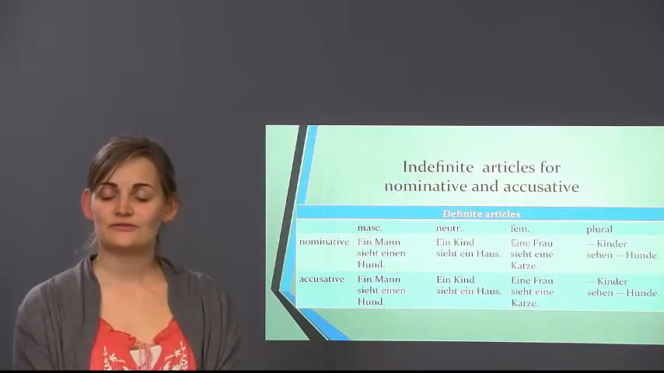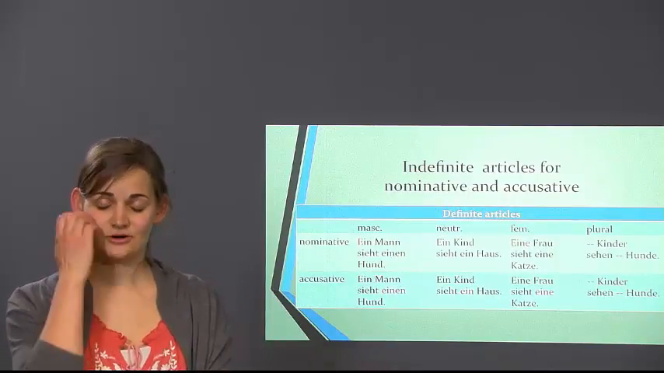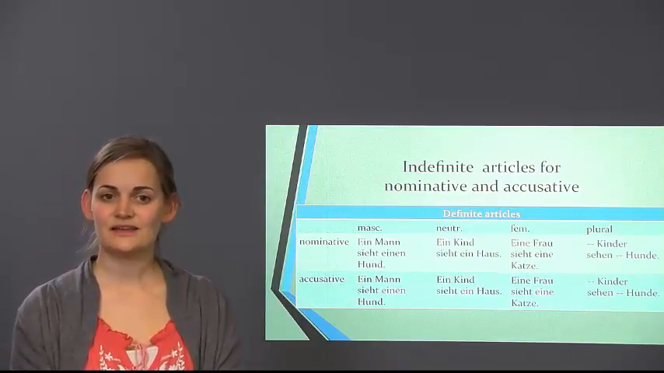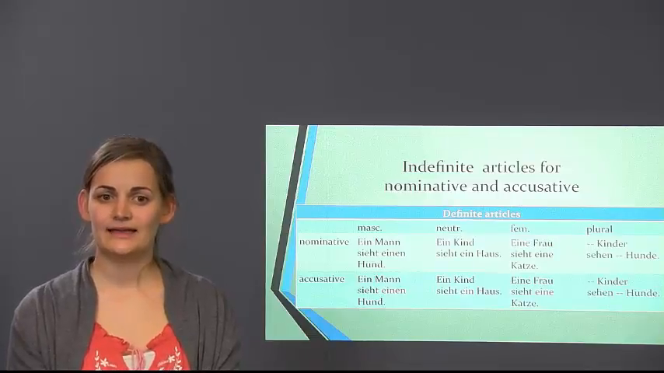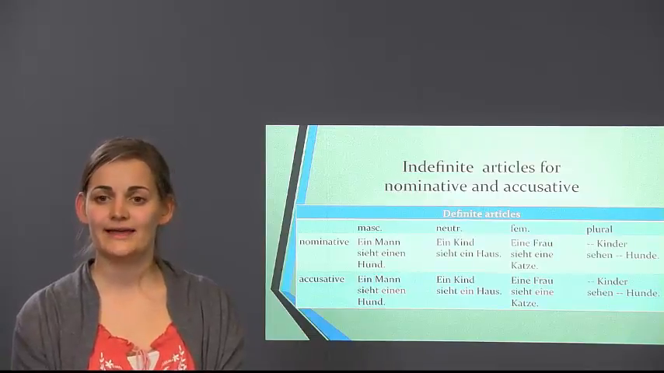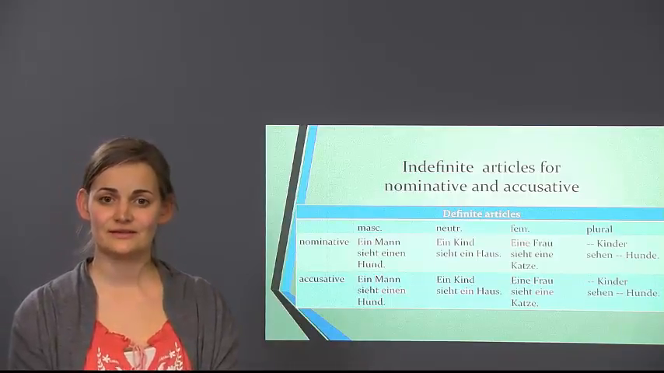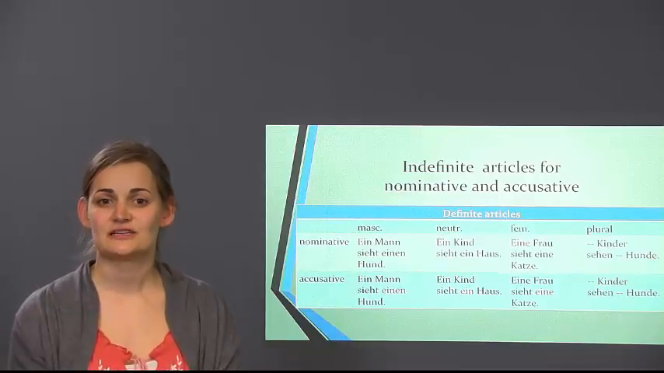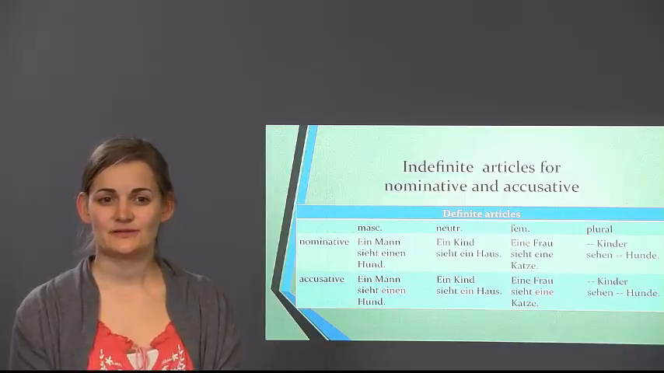Now recall that we have 2 types of articles. We have the definite article that we just saw, and we have the indefinite article. So nominative, again, this is replicated here. You have ein Mann, ein Kind, eine Frau, and the plural does not have a form in the indefinite article. Recall that you can't say children see dogs with an article, right? So that's the same in German.